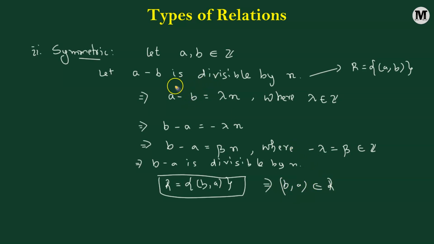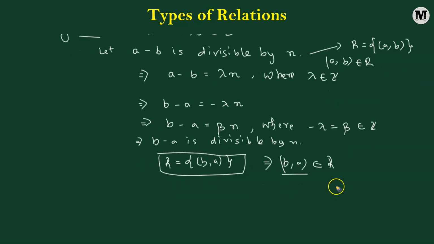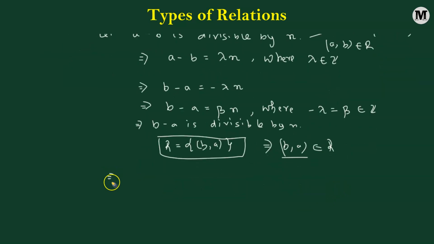So we started out by considering A minus B is divisible by N, meaning we say that A comma B belongs to the relation R, and we are able to show that B comma A also belongs to the relation R. So this simply means that R is symmetric. R is symmetric on the set of integers.